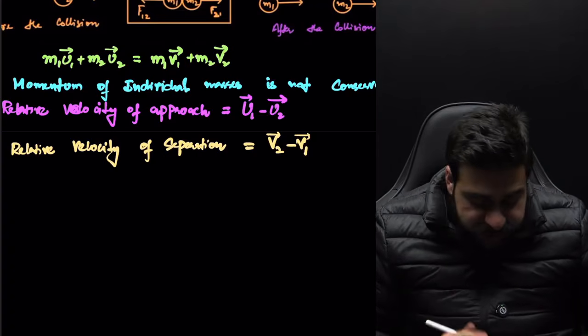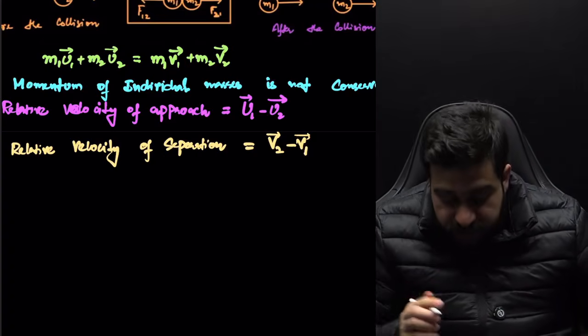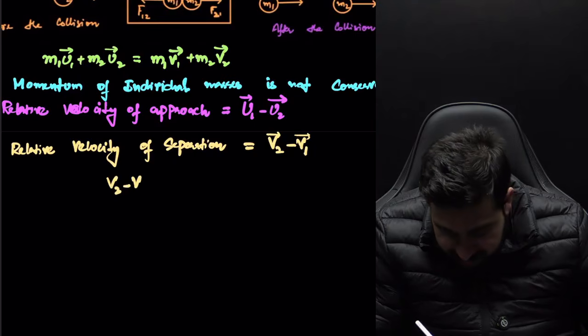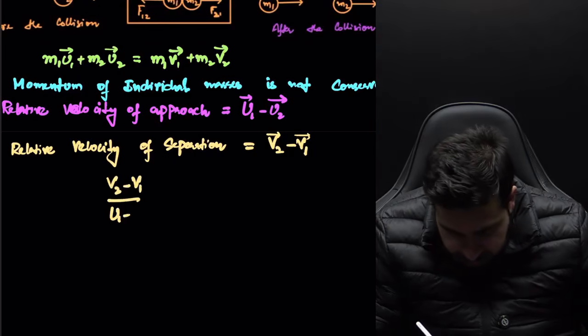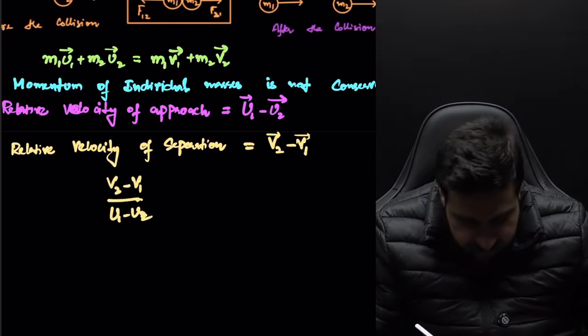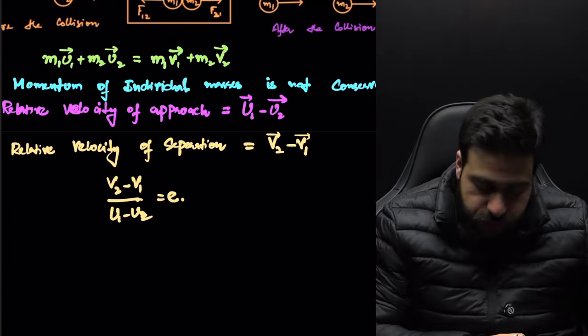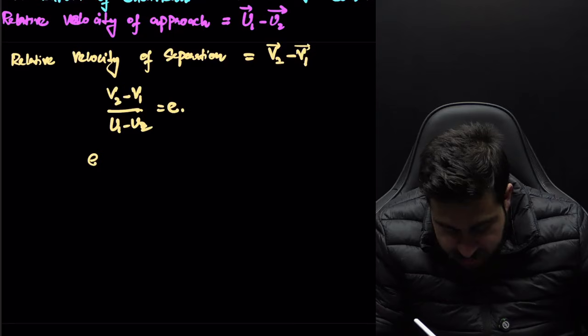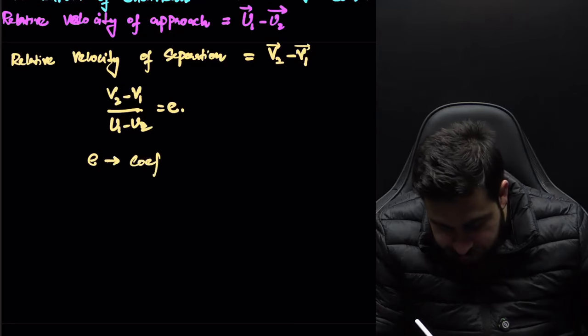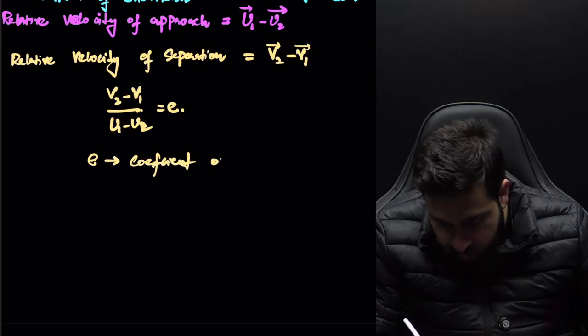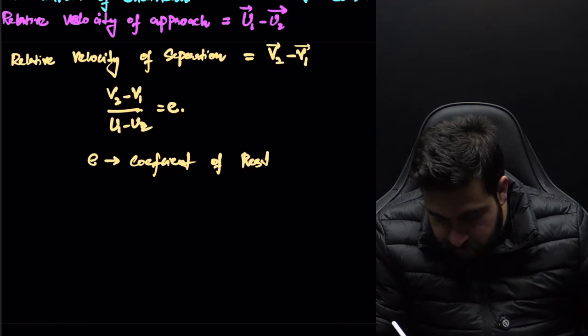Now, if you divide the two, relative velocity of separation by relative velocity of approach, that is v2 minus v1 upon u1 minus u2, this is what we call E. E means coefficient of restitution. This E is actually the coefficient of restitution.